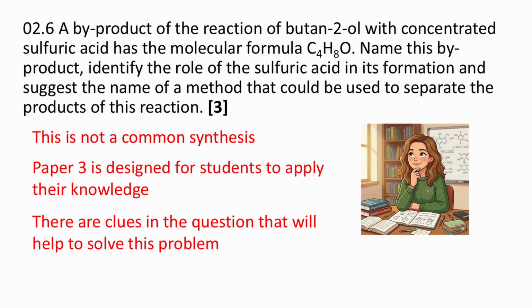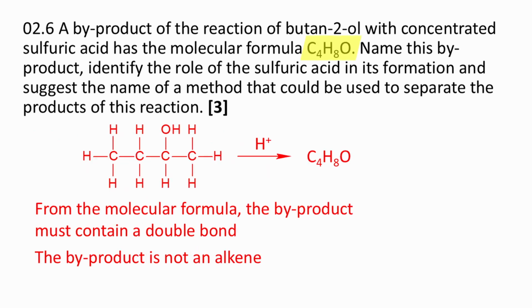This is not a common synthesis, and you should note that most students who sat this paper would not have known the product given this reactant. Paper 3 is designed for students to apply their knowledge. There are clues in the question that will help you to solve this problem. From the molecular formula, the byproduct must contain a double bond. We can also work out that from the previous question, the byproduct is not an alkene.